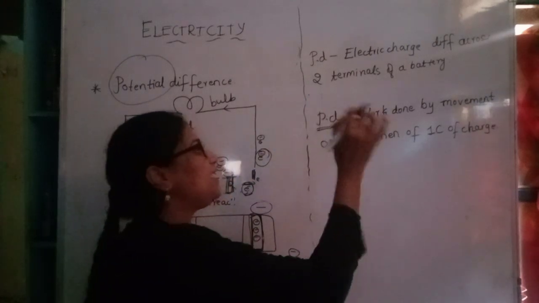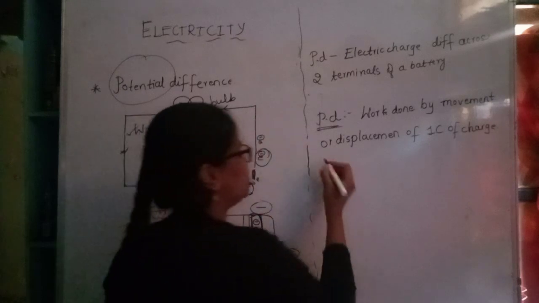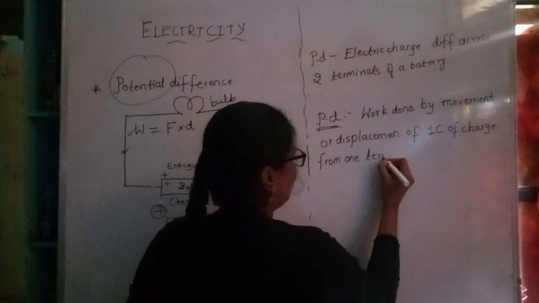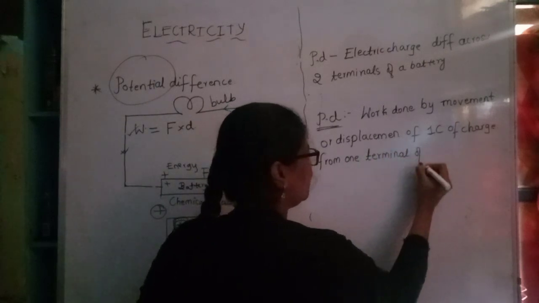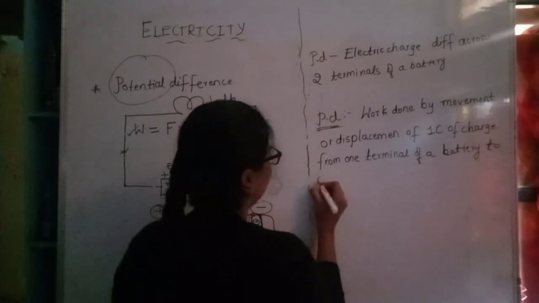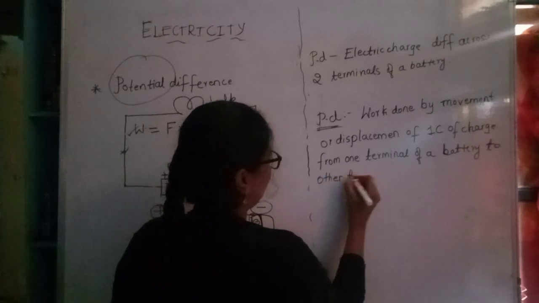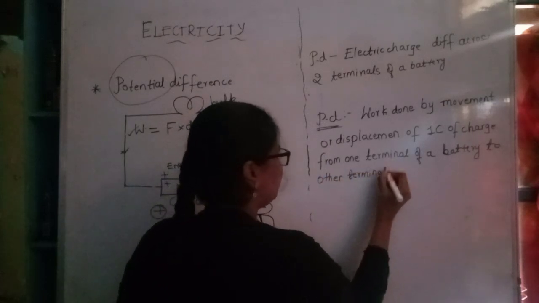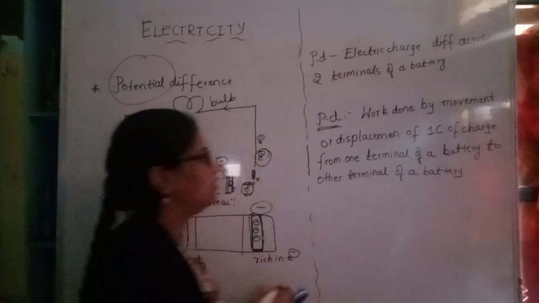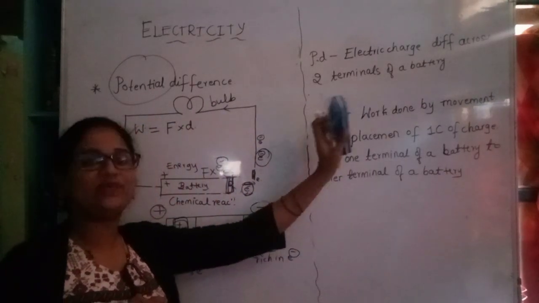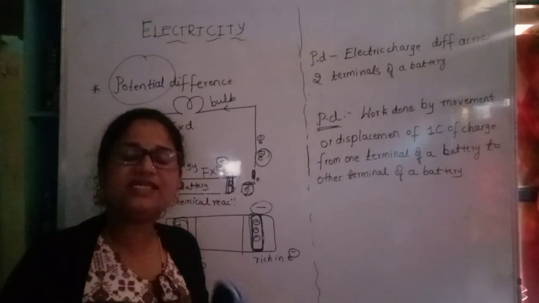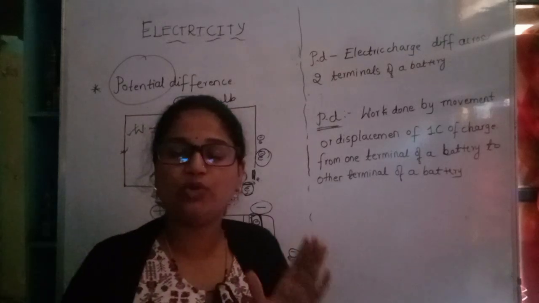So here the work done by displacement of 1 coulomb of charge from one terminal of a battery to the other terminal of a battery leads to the formation of electric charge difference, which is called as potential difference. So this is regarding the potential difference about the battery.